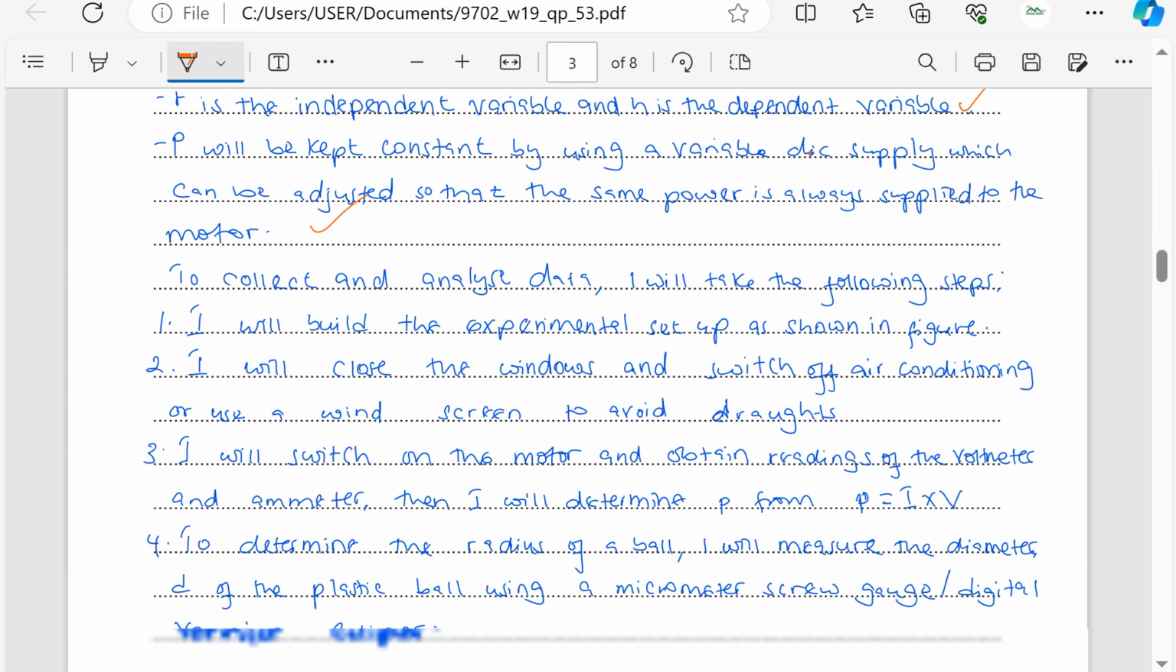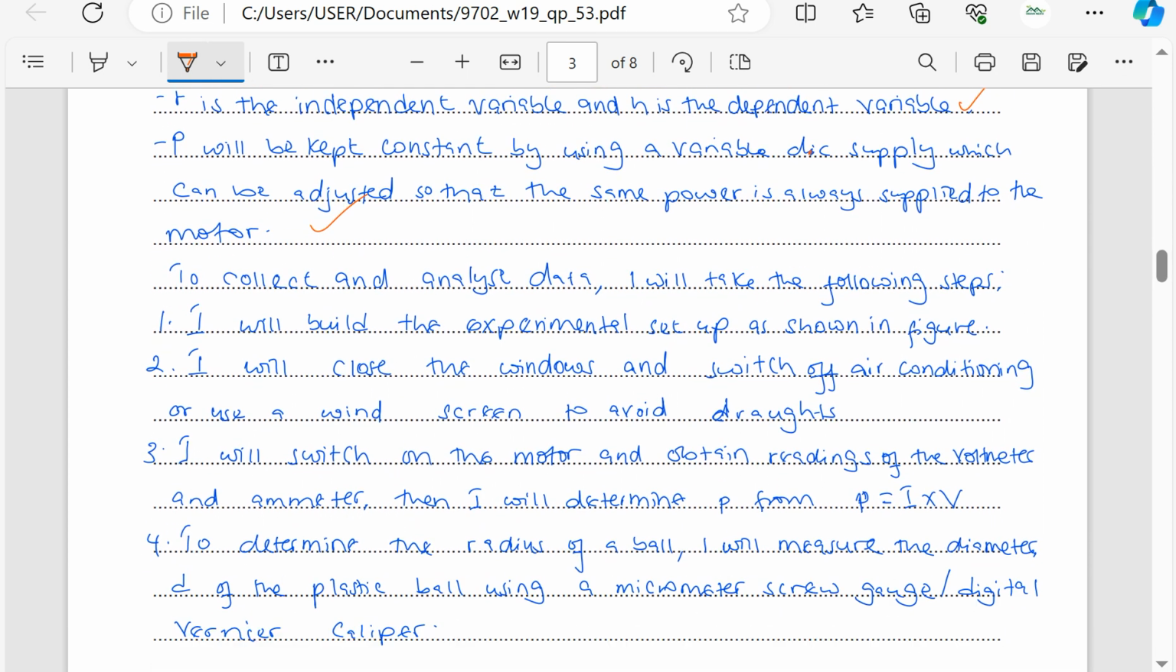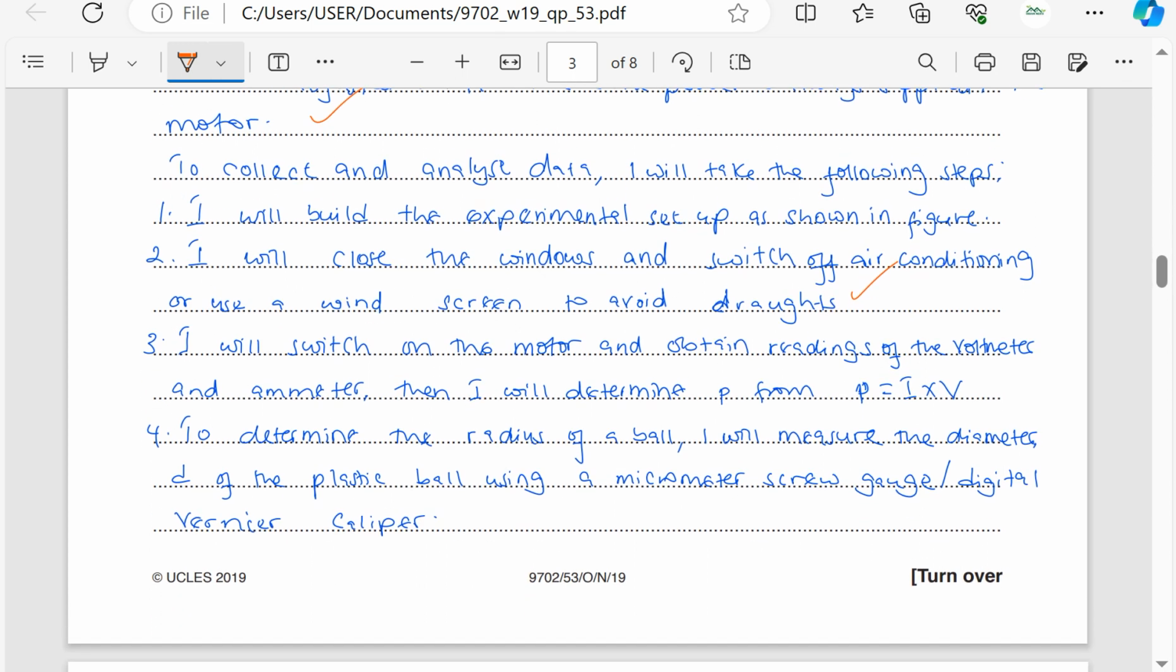To collect and analyze data, I'll take the following steps. I'll build the experimental setup as shown in the figure. I will close the windows and switch off air conditioning or use a windscreen to avoid draught, that is a mark. I will switch on the motor and obtain readings of the voltmeter and the ammeter, and then I will determine P from P is equal to I times V. So you have told us how to determine P.